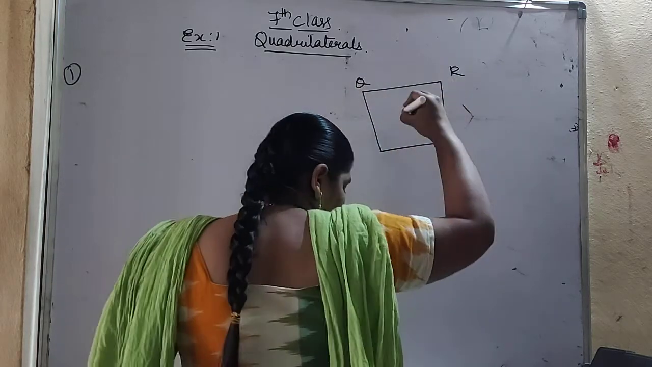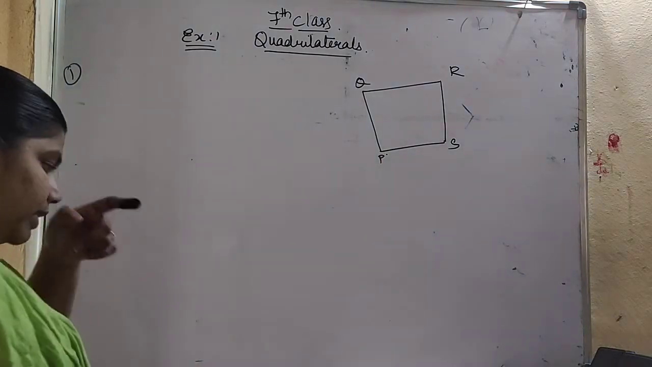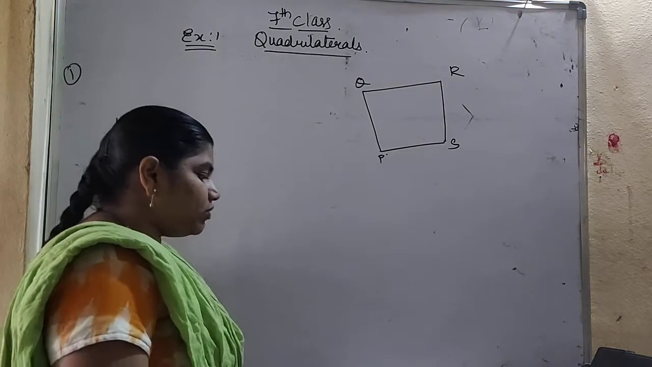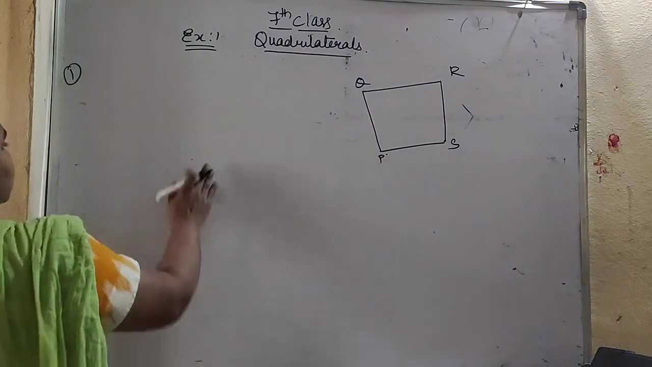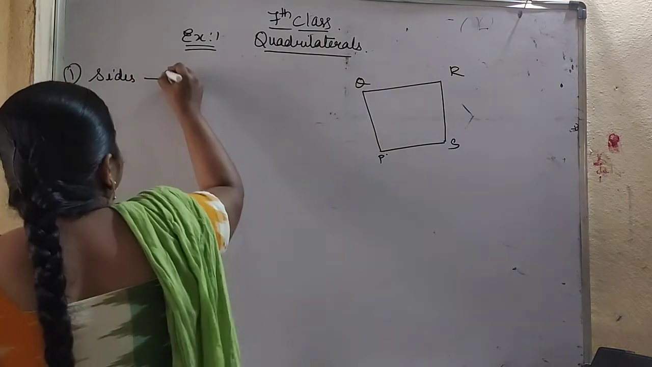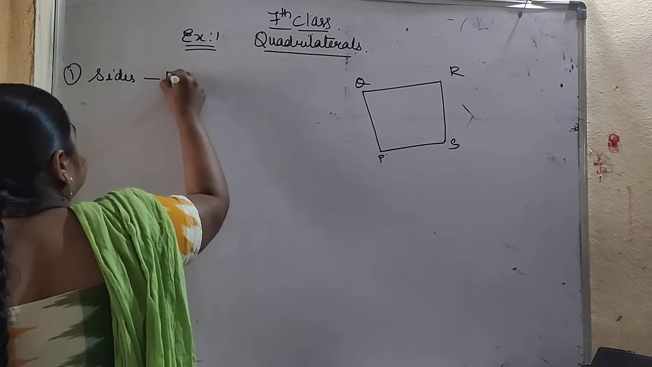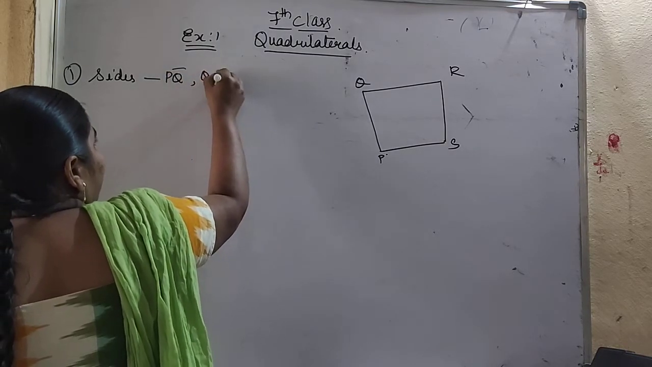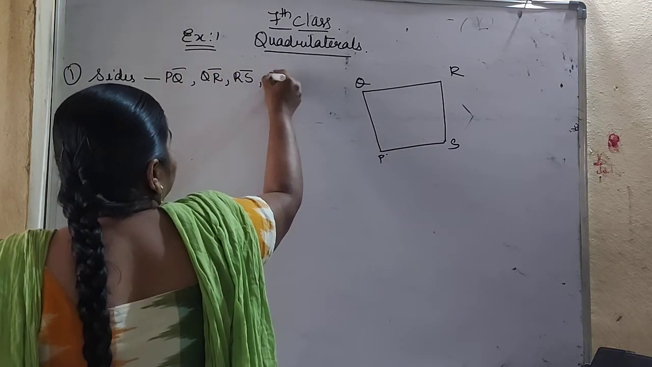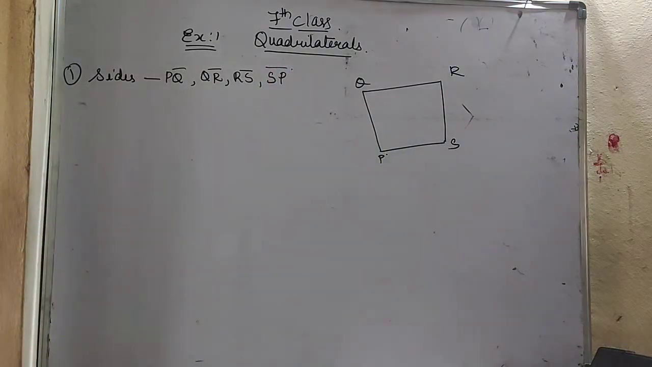Q, R, S, P. So what we have to name in the first bit? In the first bit we have to name what are the sides, what are the angles, what are the vertices and what are the diagonals. So here what are the sides first? PQ, QR, RS, SP. So these are the 4 sides formed in the quadrilateral.